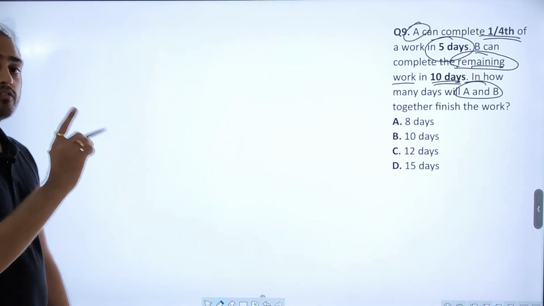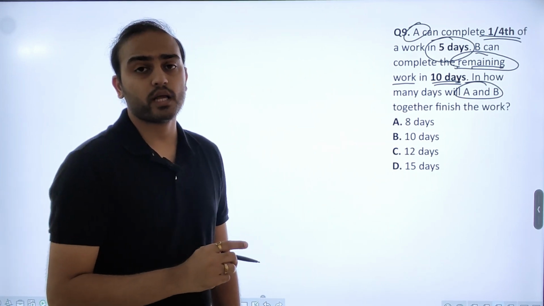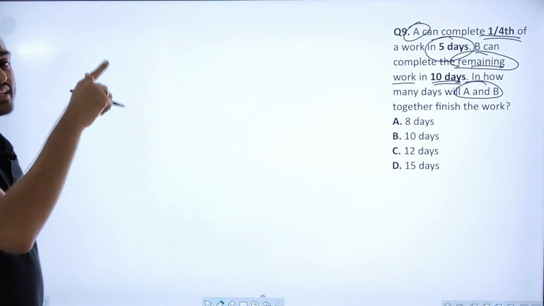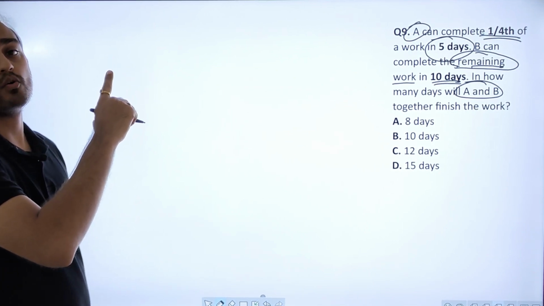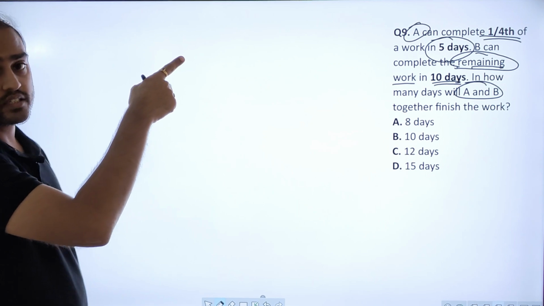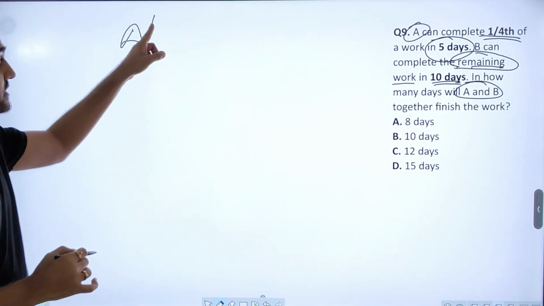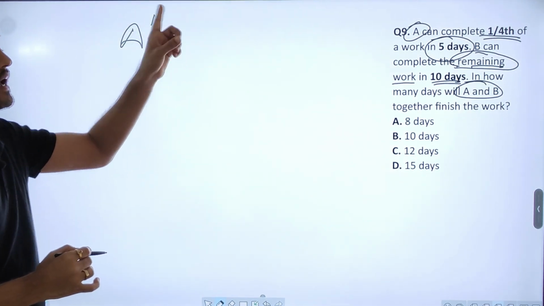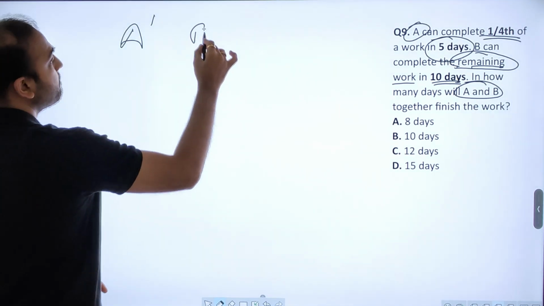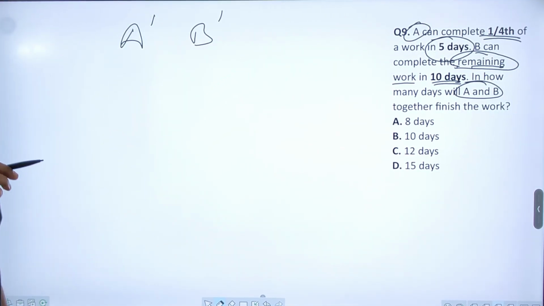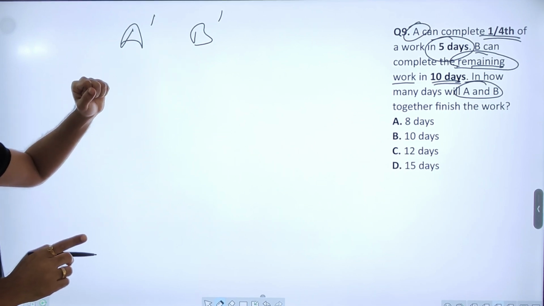Now, if you remember at the beginning of the fourth slide or the third slide, when I was showing you how to make the table, I told you that I will put a dash. Okay, I'll put a dash if A is not completing the whole work. Right? So this is that scenario. So instead of writing A, I will write A dash. This dash tells me that A has not completed the whole work. Similarly, B dash, because B is completing only the remaining work.